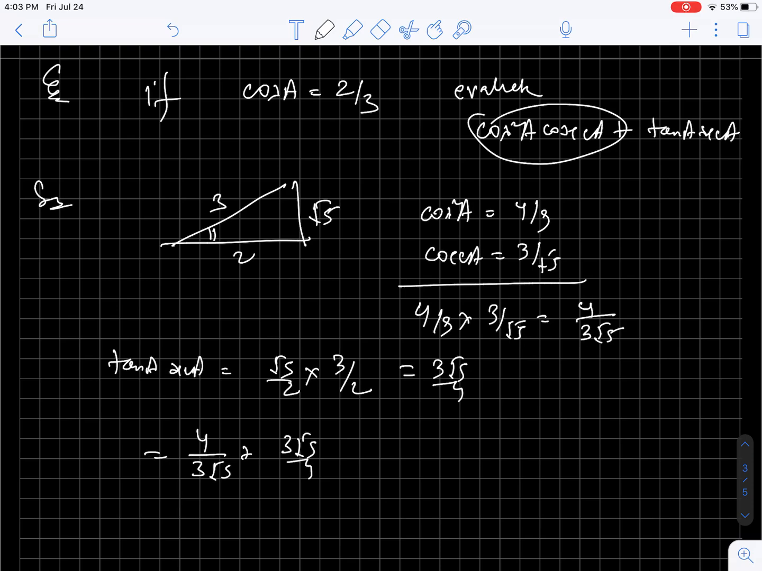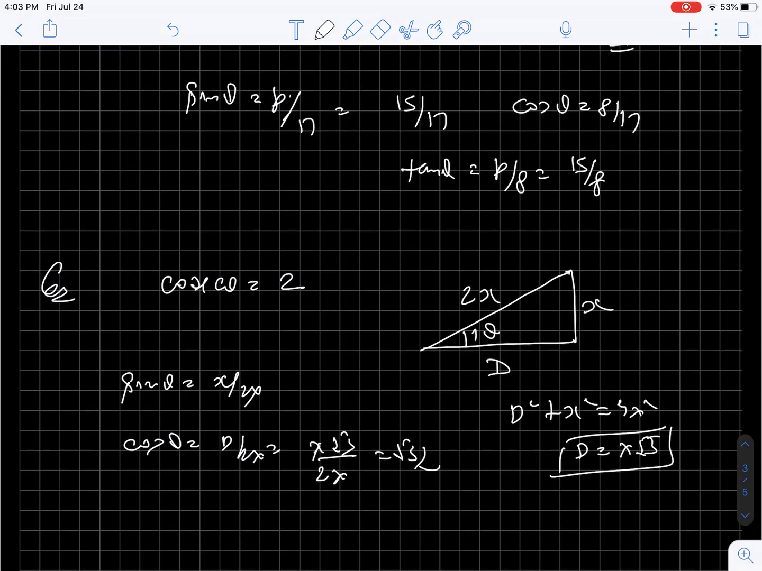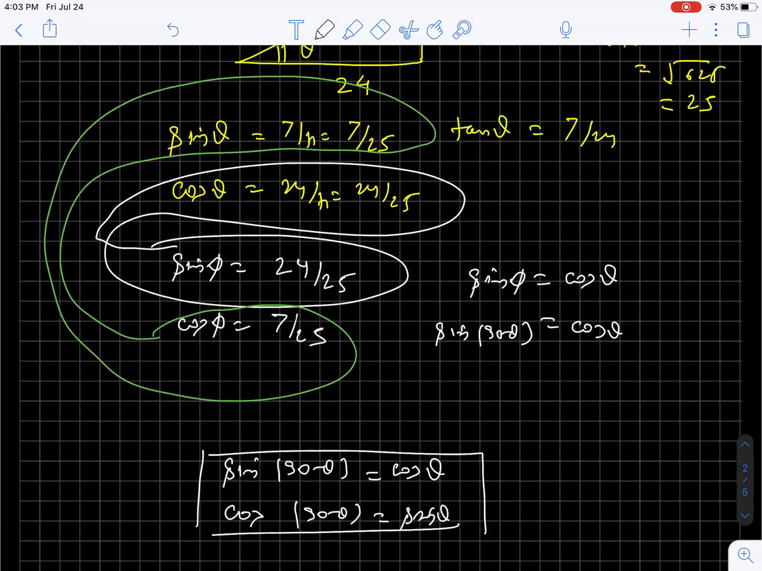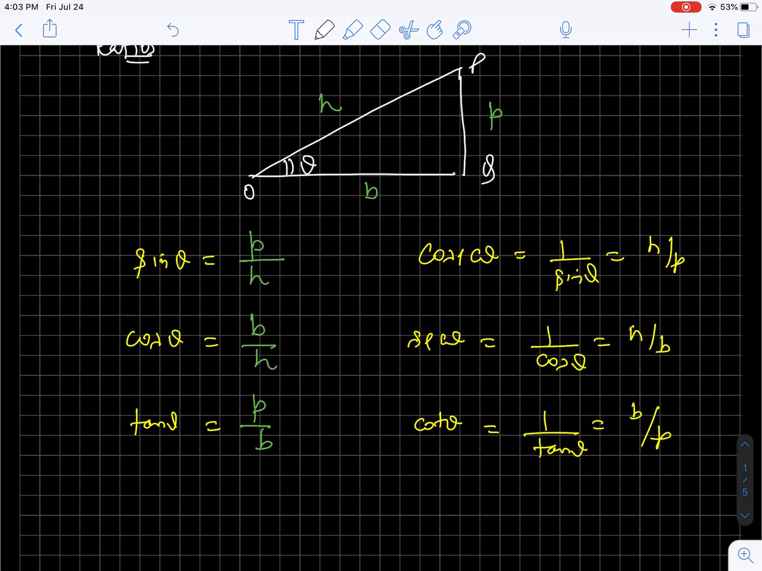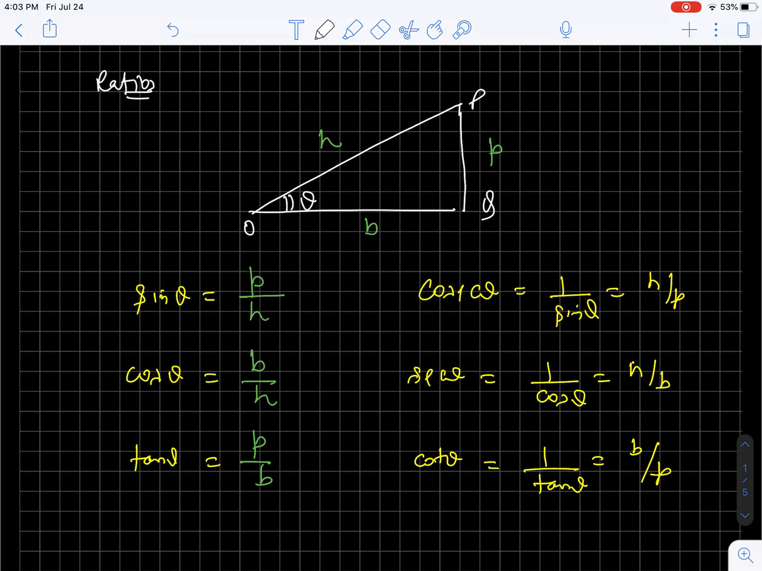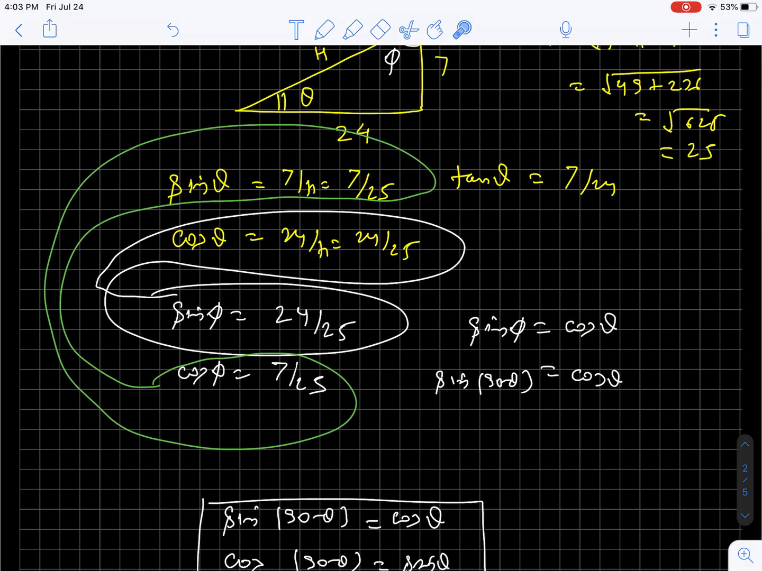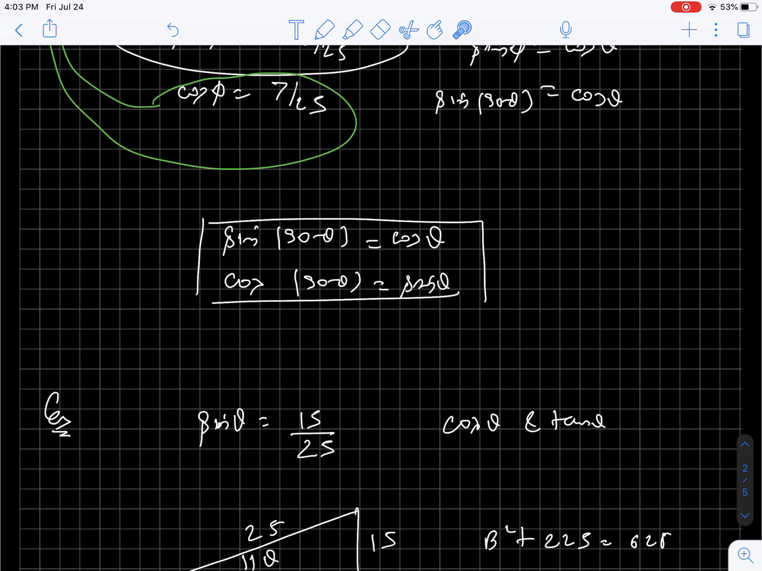Can you solve this? Yes sir. So it's simple. If we see a triangle, we get a total of 6 ratios. Mainly there are 3 ratios: sine, cos, tan. Sine is perpendicular divided by hypotenuse, cos is base divided by hypotenuse, and tan is perpendicular divided by base. We can develop 3 more ratios with similar definitions, but they are different: cosec theta, sec theta, cot theta.